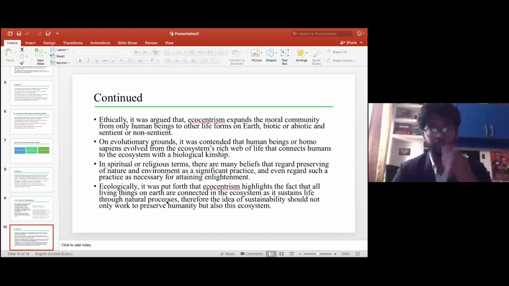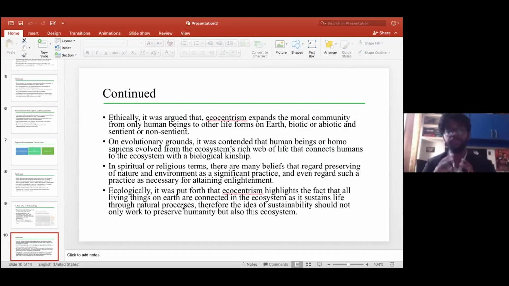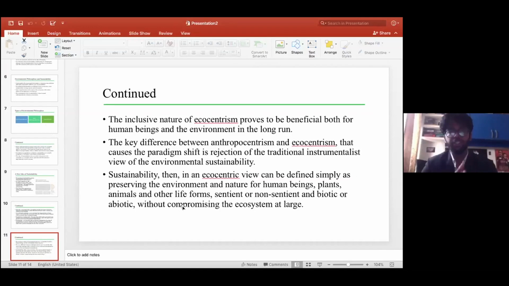In spiritual and religious terms, it was argued that many religions regard non-violence to inanimate objects as the pathway to attain enlightenment. So these religions, just like Jainism and others, also account for ecocentric sustainability. Ecologically, it was put forth that since the ecosystem connects all life forms, an idea of sustainability that protects this ecosystem should be more preferable than an anthropocentric sustainability. The inclusive nature of ecocentrism proves to be beneficial for both human beings and the environment in the long run. Sustainability, then, in an ecocentric view, can be simply defined as preserving the environment and nature for human beings, plants, animals, and other life forms, sentient or not sentient, and biotic or abiotic, without compromising the ecosystem at large.